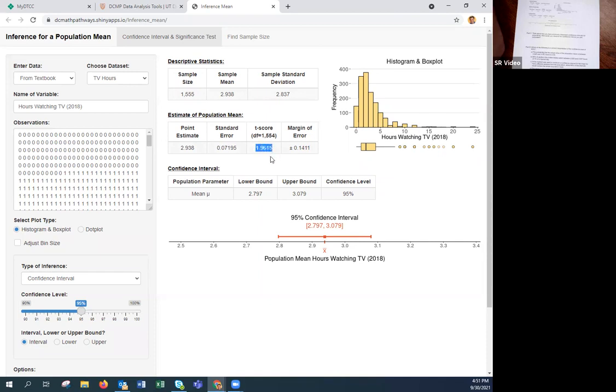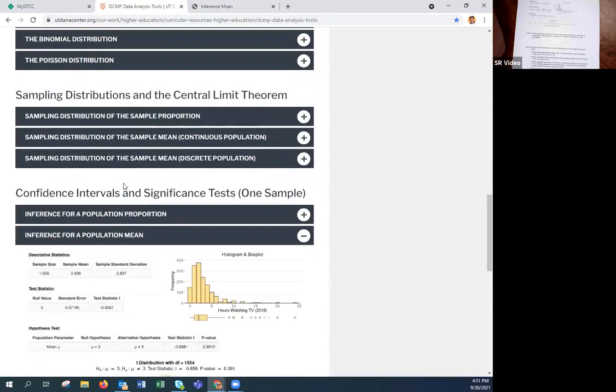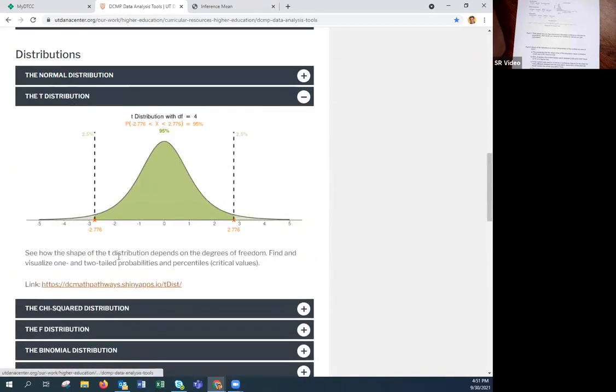The t-score, remember, comes from your t-distribution, and that's dependent upon your confidence level and how many degrees of freedom you have. In this case, when your sample size is 1,555 for one population, or sampling one sample from that population, we lose 1 degree of freedom. So your degrees of freedom is 1554. And if you go to your t-distribution and bring that up, hopefully it'll come up quick enough so I don't have to pause the video too much.